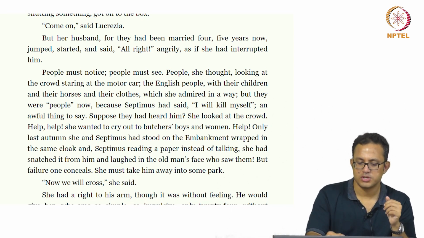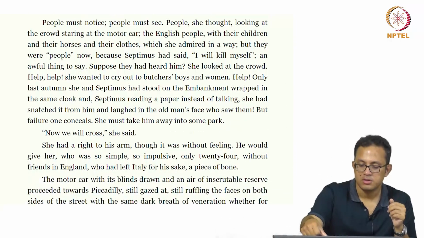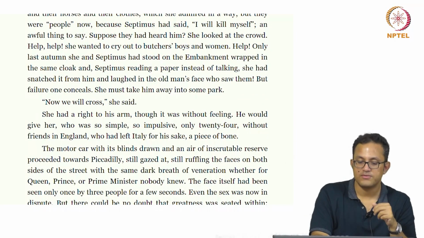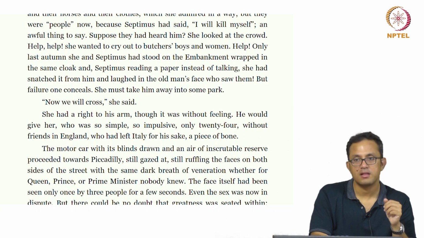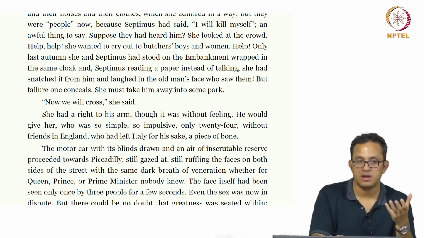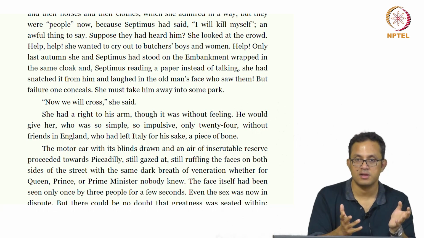"Now we will cross," she said. She had a right to his arm, although it was without feeling. He would give her, who was so simple, so impulsive, only 24, without friends in England, and who had left Italy for his sake, a piece of bone. Right? So again, we have another example of an alienated person. Lucrezia, the Italian woman Septimus is married to, finds herself completely homeless in London.